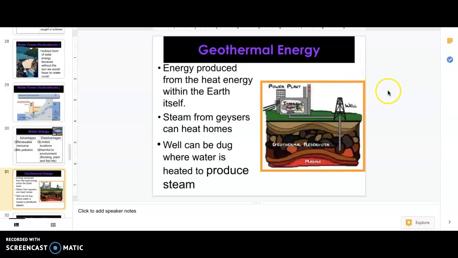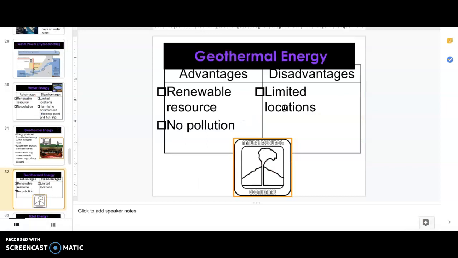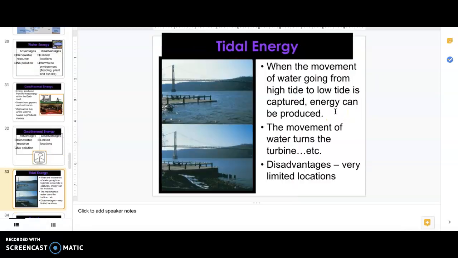There's also geothermal energy. Geothermal energy is caused by the heating of the Earth. So the heat from the magma below the surface of the Earth causes steam to rise from geysers. This is found in a very limited area. Places like Yellowstone Park, we see these geysers. So this is not the most useful type of energy. So the big disadvantage is the limited locations.